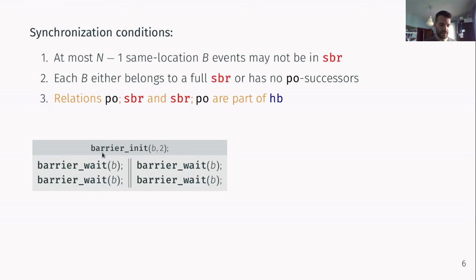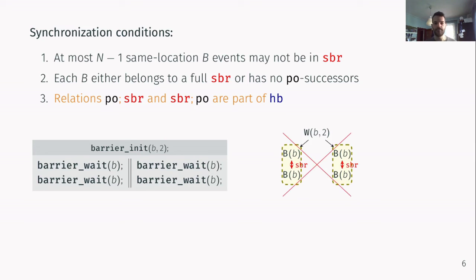For instance, if we have a program like this, where each thread calls barrier wait twice, then SBR cannot be like this. Of course, we want SBR to have these two barrier events and these two barrier events. And the way we rule out such SBRs is with this condition that basically says, if we start from this barrier event, take a PO step, and then take an SBR step back to the same event, this will become a part of HB. But since HB is a strict partial order, this graph will be forbidden.